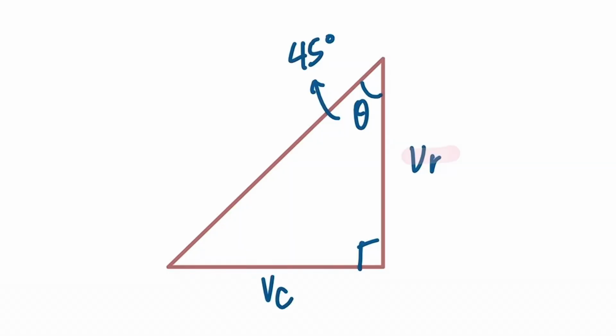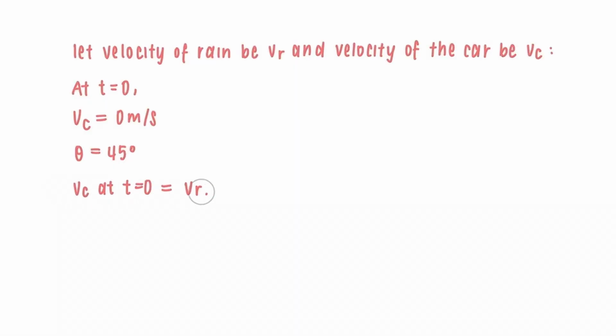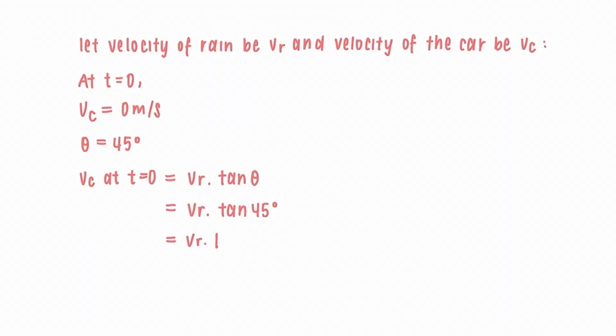And you can apply trigonometry. Since VC is your adjacent and VR is your opposite, you can use the tangent rule. VC at t equals 0 equals VR tan theta, which is also VR tan 45 degrees. If you use your calculator, tan 45 degrees equals 1. So VC equals VR.